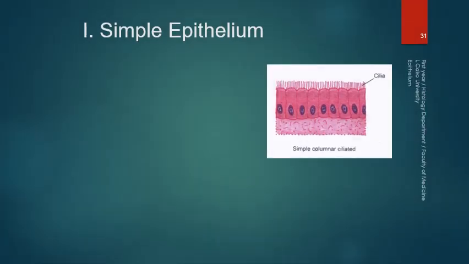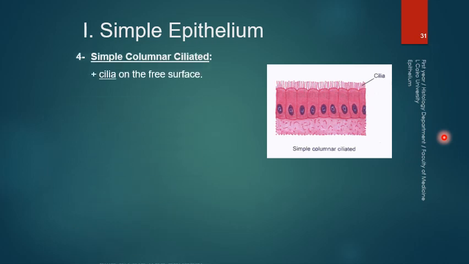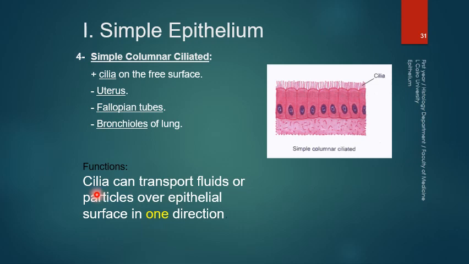Simple columnar ciliated epithelium, one layer. The cells are tall with basal oval nuclei and the surface contains cilia. What I want from the cilia is movement in one direction. It is present lining the fallopian tube, the uterus, and the lower respiratory passages such as the lung bronchioles. What is the function? The cilia transport fluid or the ova over the epithelial surface in one direction.